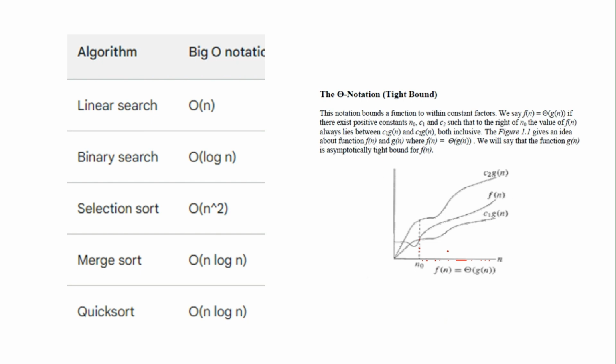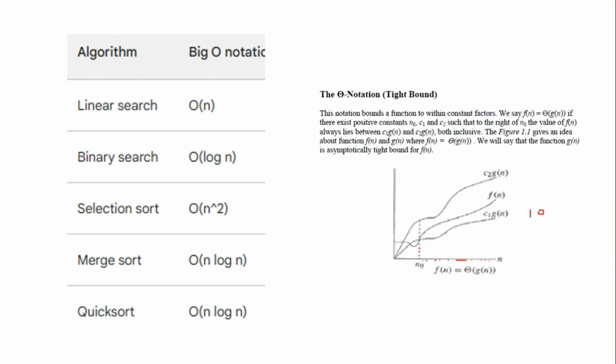We say f(n) is theta of g(n) if there exist positive constants n0, c1 and c2, such that for all n greater than or equal to n0, the value of the function always lies between c1 g(n) and c2 g(n), both inclusive. Where f(n) is theta of g(n), we say that the function g(n) is an asymptotically tight bound. In this case there is a tight bound.